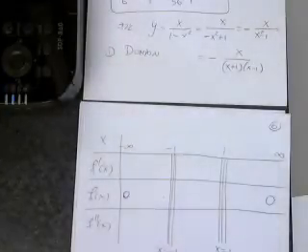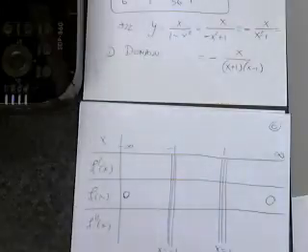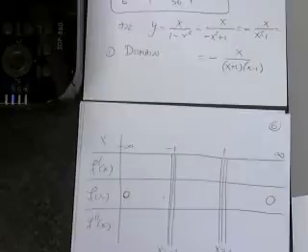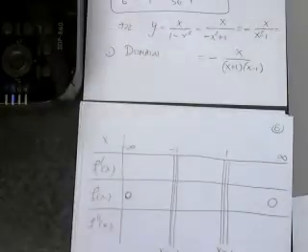What do I conclude now? That it has a horizontal asymptote. y equals 0 is a horizontal asymptote at both sides. Excellent. That's interesting.